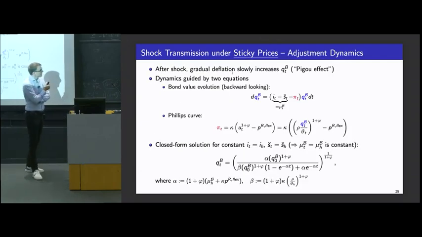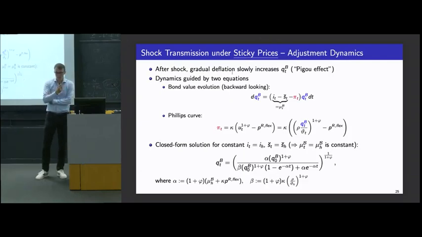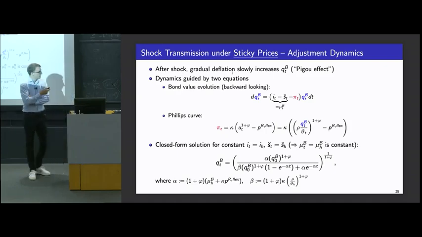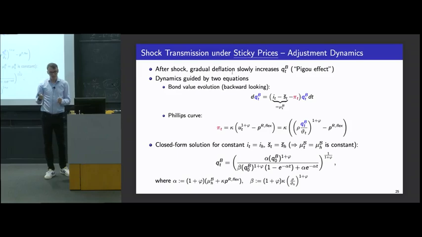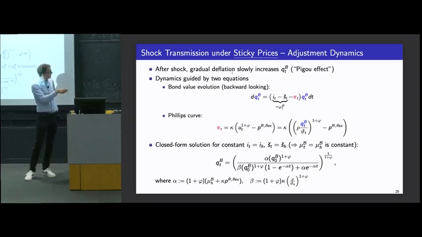Now, what happens after impact? And that goes back to your question. So after the impact, you get deflation, and that is going to gradually increase the value of bonds. So you have adjustment pressure: under flexible prices, prices drop. With sticky prices, not surprisingly, over time, prices are going to go down. So that's what happens. You see that in two equations.